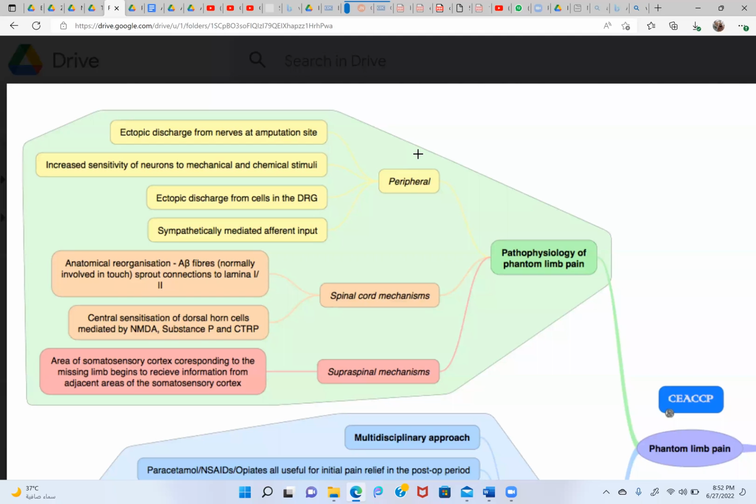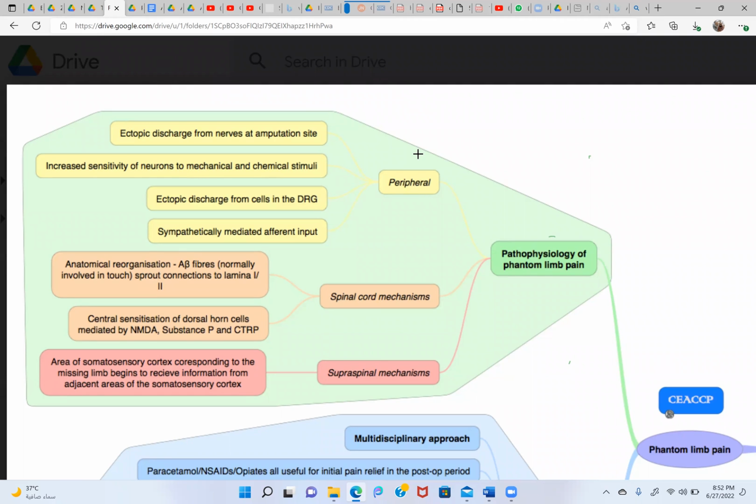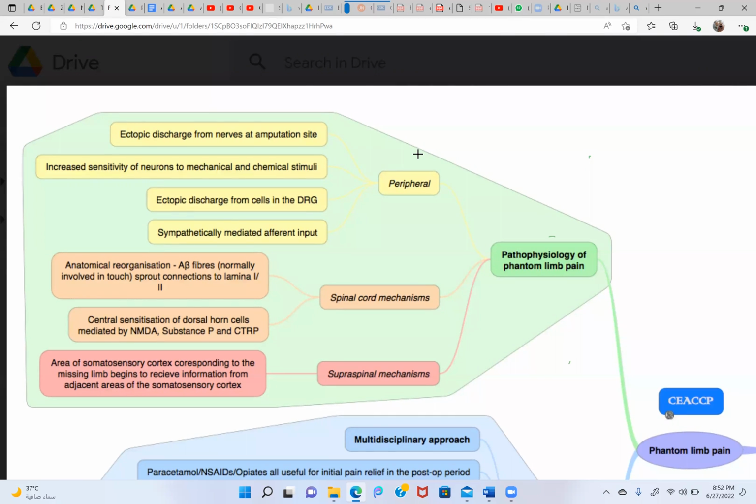And usually the patient who is going for amputation has some clear-cut problem, and the end result is ischemia, whether it is diabetic ischemia, diabetic foot, or any limb ischemia.